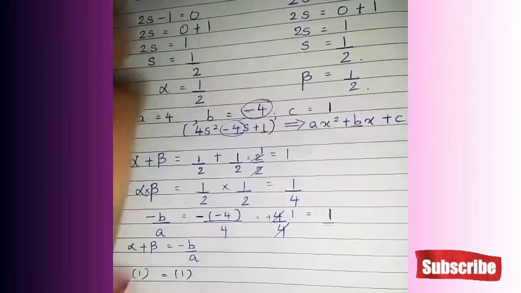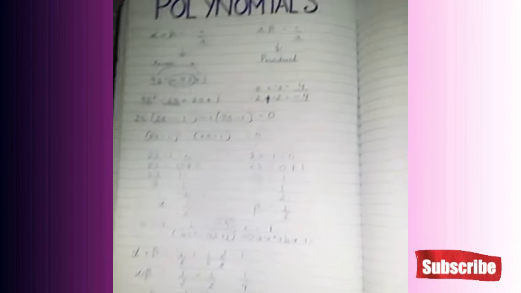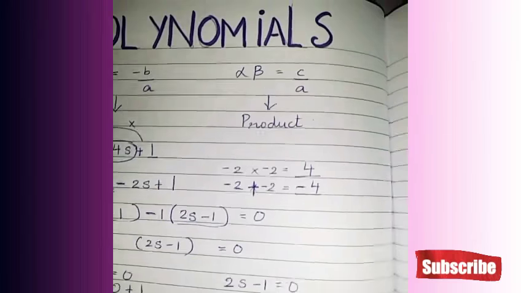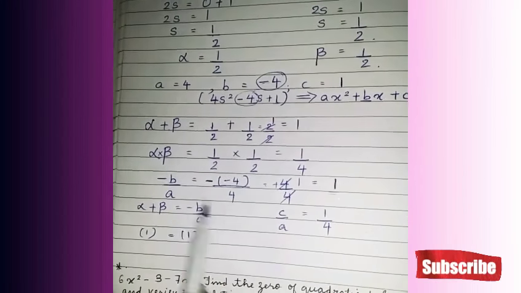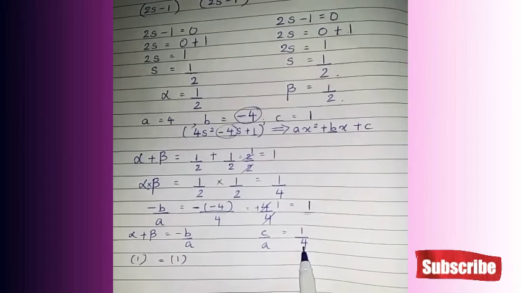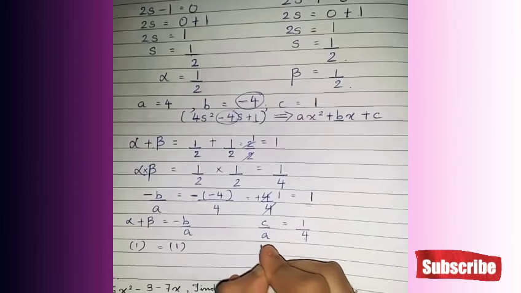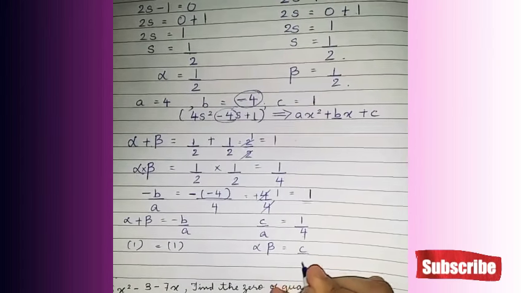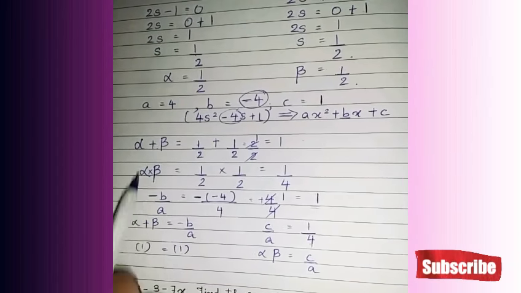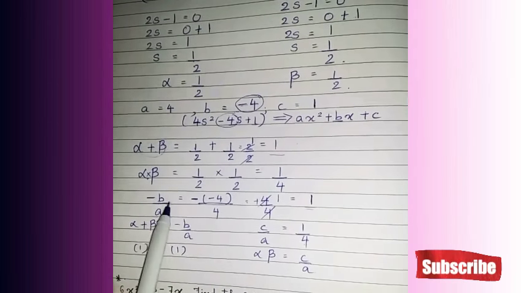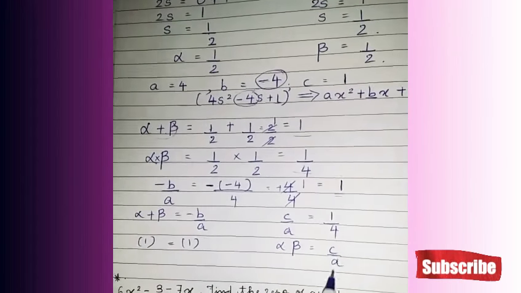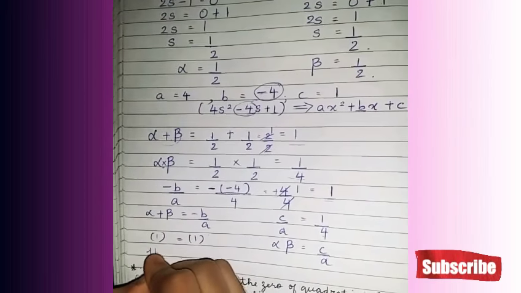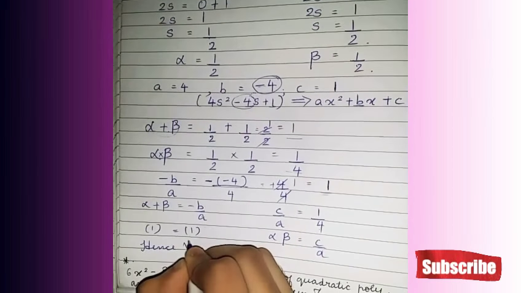Alpha beta is c by a, so c is 1 and a is 4, so alpha into beta is 1 by 4, and when we did c by a we got 1 by 4. So at the last, when you get this same and this same, and when we do minus b by a and when we do c by a same, then we can say it is hence verified.